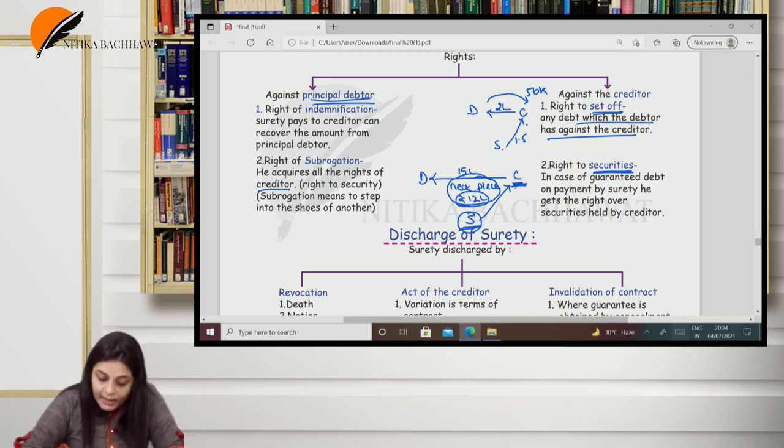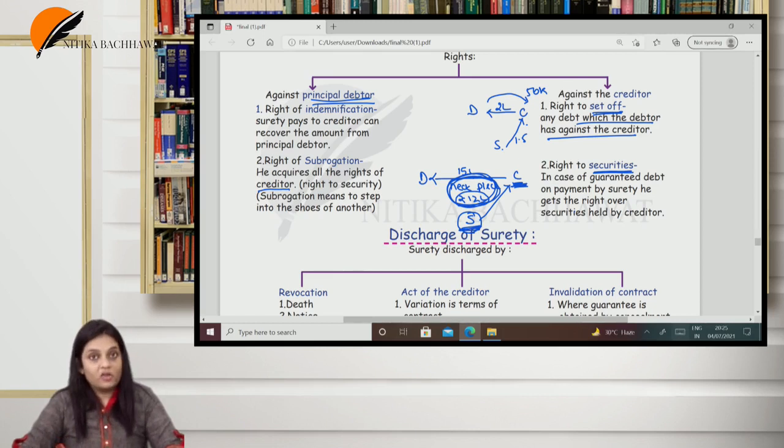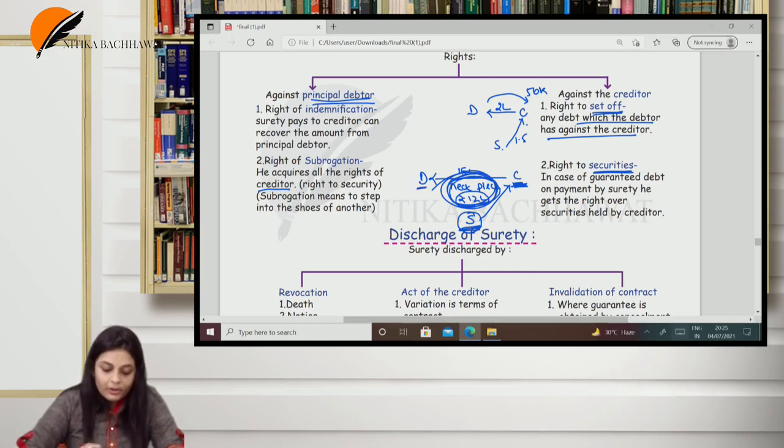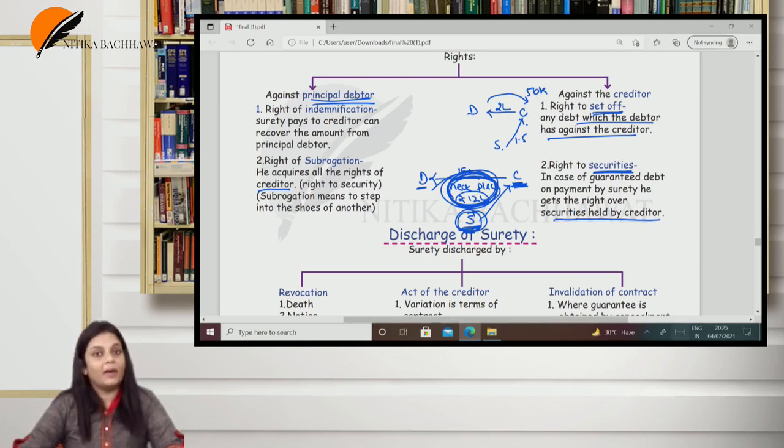So if the creditor had taken any security of goods from the principal debtor, the surety, when he pays off the creditor, also has a right over this security. So the creditor cannot return it to the debtor, rather this now belongs to the surety unless he receives his money. So he has a right of securities. In case of guaranteed debts on payment by surety, he gets the right over the securities held by the creditor.